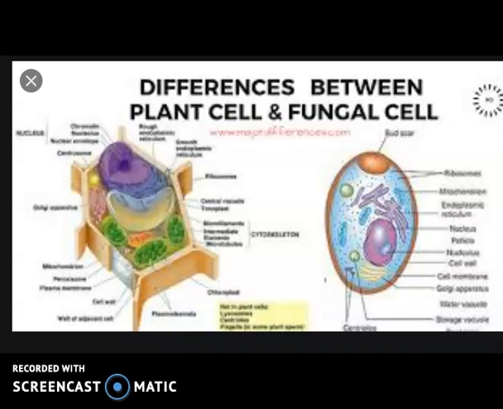Next question. How are fungi different from plants? One of the main differences between plants and fungi is that fungi have chitin as a component of their cell wall instead of cellulose, while in plants the cell wall is made up of cellulose.